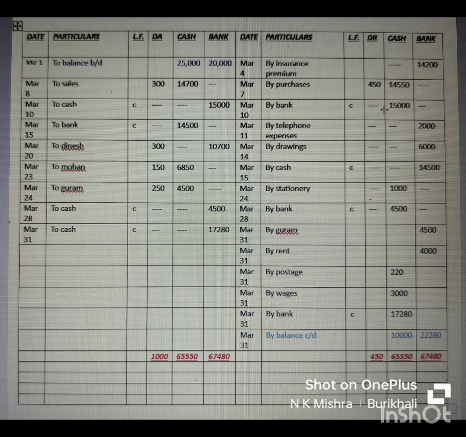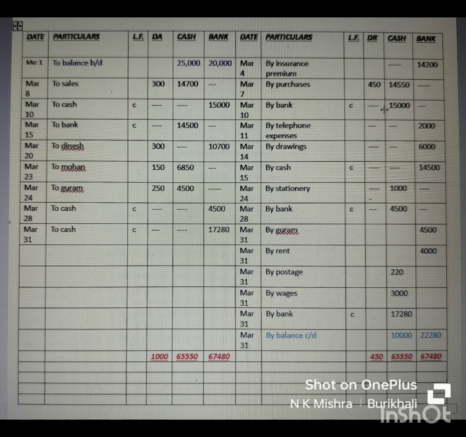After that, next thing is that cash received from Mohan, rupees 6,850, discount allowed 150. Yes, you are receiving cash from Mohan. So debit side I have written to Mohan, discount allowed 150 and cash 6,850. Very simple entry. Check received from Guram, allowed him discount of 250. 4,500 is the amount. Yes, the 4,500 rupees check you are receiving from Guram. Okay, allowed him a discount of 250.